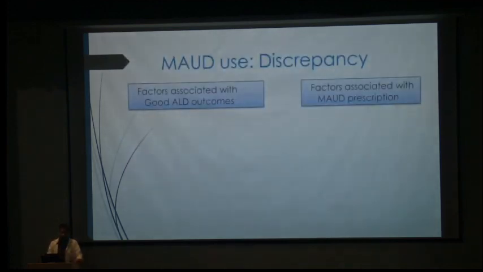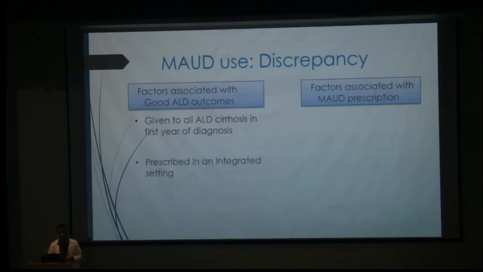So the discrepancy is quite clear. Factors associated with good ALD outcomes are when MAUDs are given to all ALD cirrhosis in the first year of diagnosis, when it is prescribed in an integrated setting through co-located AUD clinics, and when it is prescribed for 3 to 12 months with continued treatment.